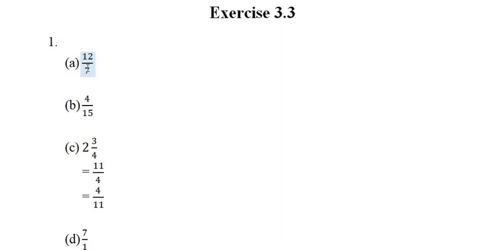You can see in question 1a it is 7 by 12, but in your answer, that is the reciprocal, it will be 12 by 7. Similarly, in question b it is 15 by 4. Now it will be just the opposite of it, or the reciprocal or the reverse of it, that is 4 by 15.